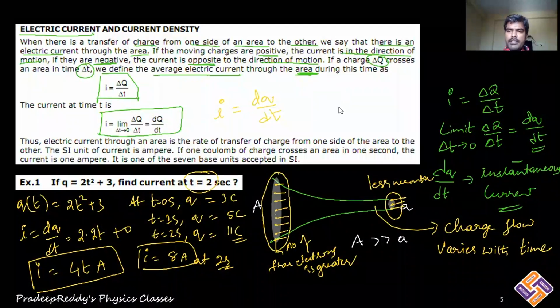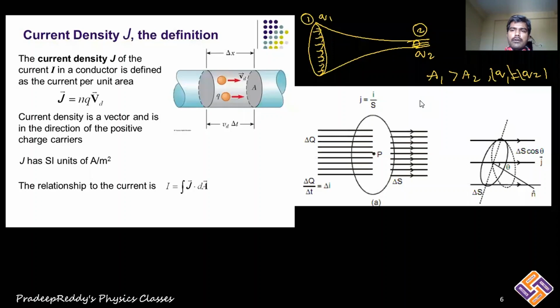If it is variable with respect to time, then instead of calculating average current, you can even find out instantaneous current also. Instantaneous current and average current are not equal. Their magnitudes may vary. That's an important point you need to understand. Students, you should get my point.